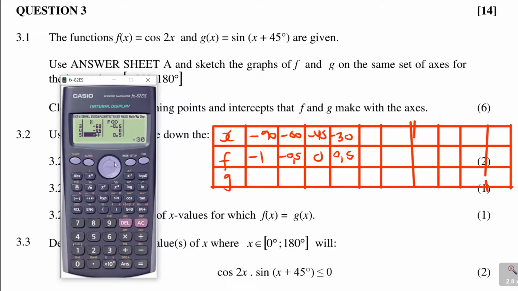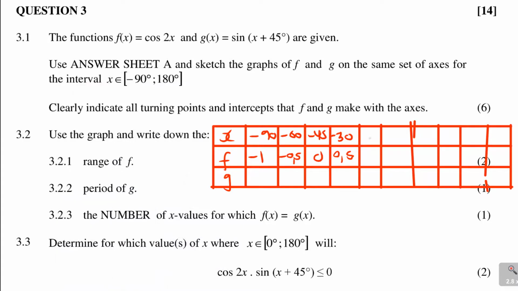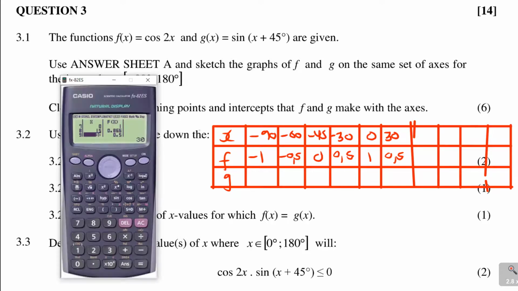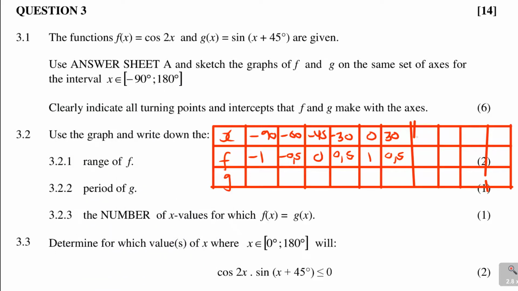Okay, as I said, we are looking for something simpler. Jump that. 0 is 1 and 30 is 0,5. So 0 is 1, 30 is 0,5. See? And we move on. What do we have? 45 is 0, 60 is negative 0,5.